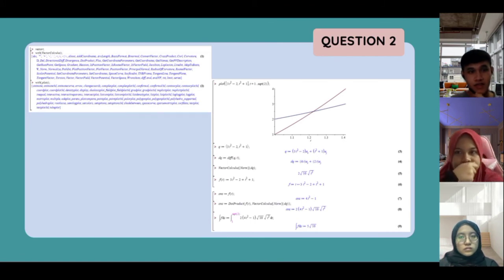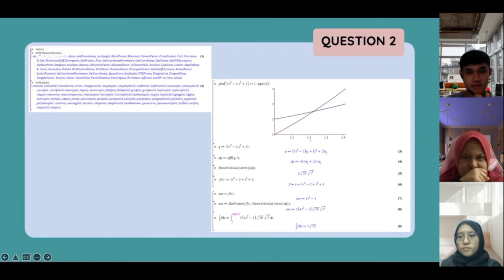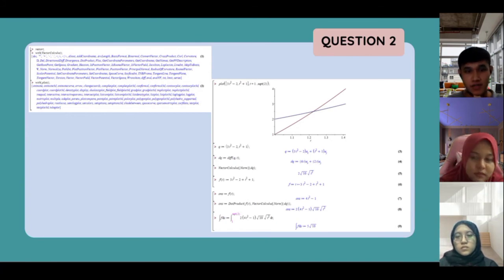Now we need to find the differentiation of q(t). So we need to write the equation first as it is stated in the question, and we can write dq colon equals diff(q, t) semicolon, and we get its differentiation, which is (6, 0, 2t). To find its magnitude, we can write VectorCalculus Norm(dq) semicolon, and we get 2t root 10. To find f(t), we write f colon equals 3t squared minus 2 plus t squared plus 1 semicolon, and to find the answer, we write n colon equals f semicolon, and we get 4t squared minus 1.